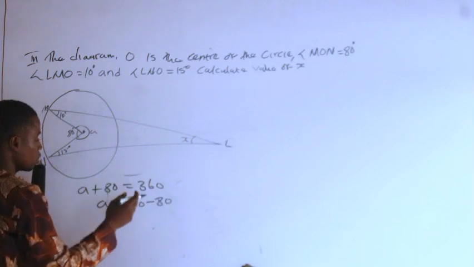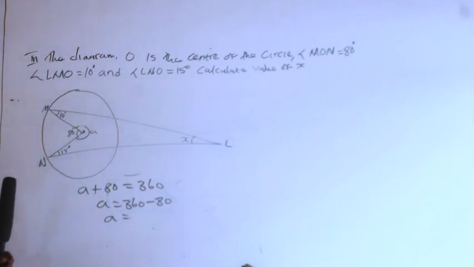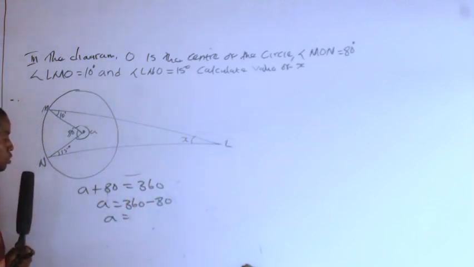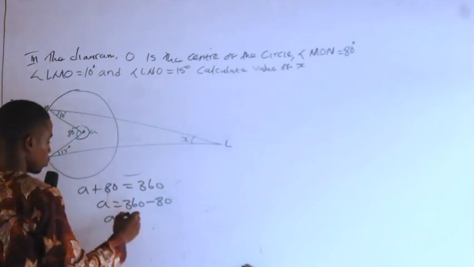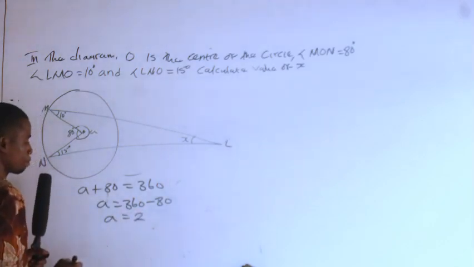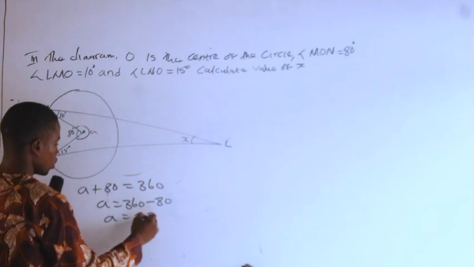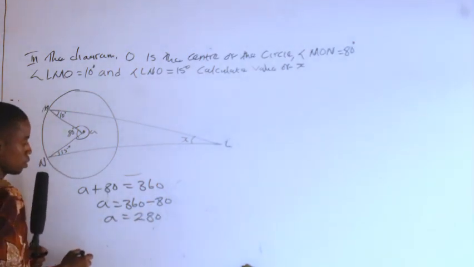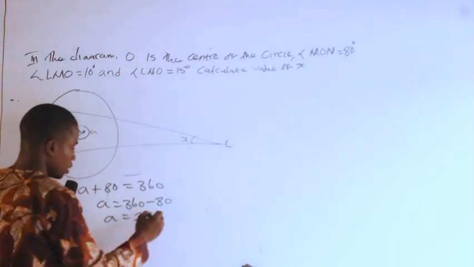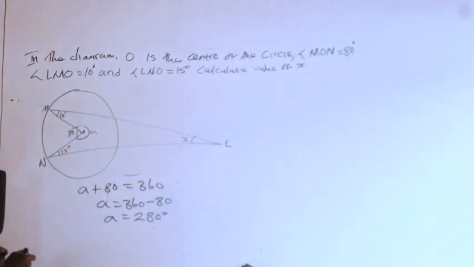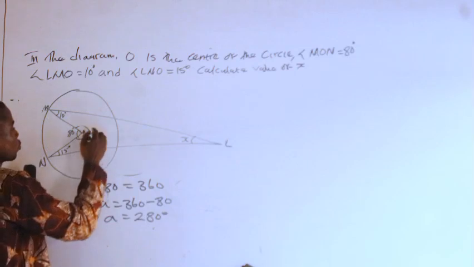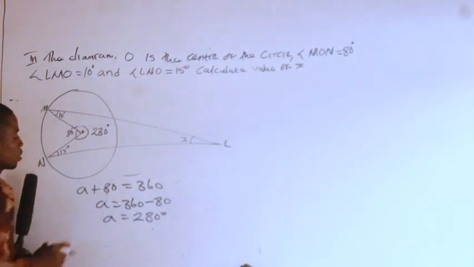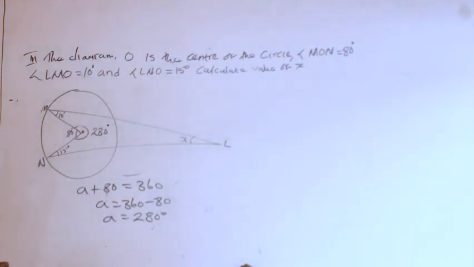A equal to this one minus this. What is this? 280. Now, the angle of this place is 280 degrees. You have known the angle of that place.